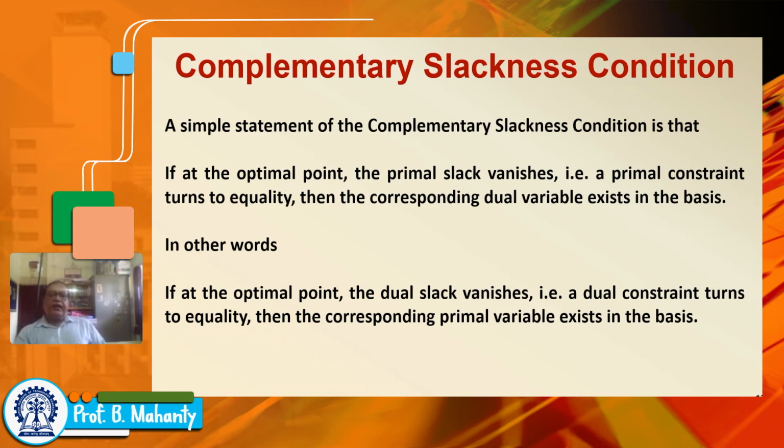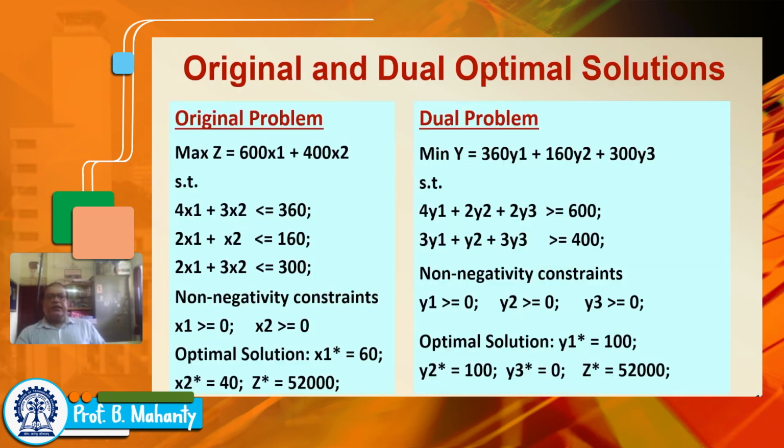On the other side, if the dual slack vanishes, the dual constraint turns to equality, then the corresponding primal variable exists in the basis. So this is a simple statement of the complementary slackness condition. Let us take this example once again. Look here. This is the original problem.